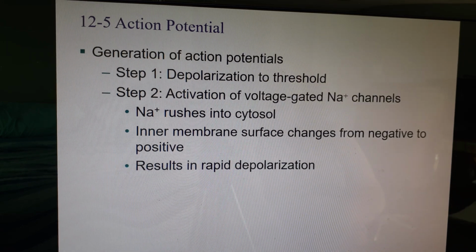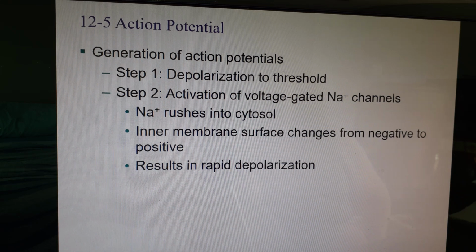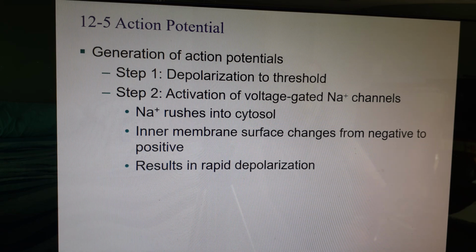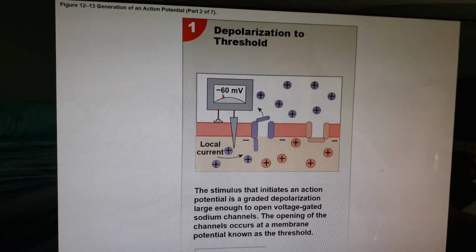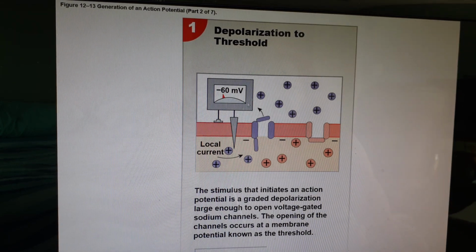So, to generate an action potential, first you have to use local or graded potentials to depolarize to threshold. Then that change in voltage activates voltage-gated sodium channels. Sodium rushes into the cell. The inner membrane surface changes from negative to positive, and we get a rapid depolarization. So, let's go back to this. So, obviously we're not at negative 70, so something's already happened. We've opened up ligand-gated channels, and so some sodium has come in. We've gotten to negative 60 millivolts. Now we're going to pop open the voltage gate. The activation gate opens at negative 60, and now these sodiums begin coming in.